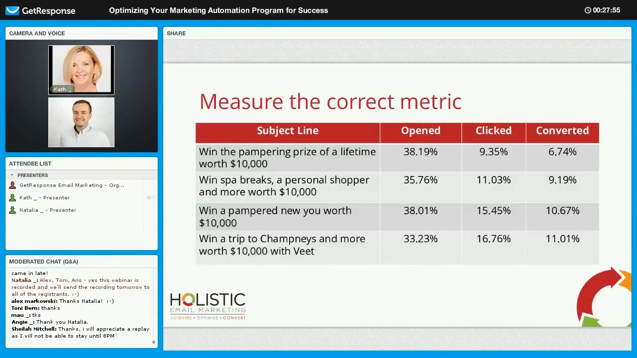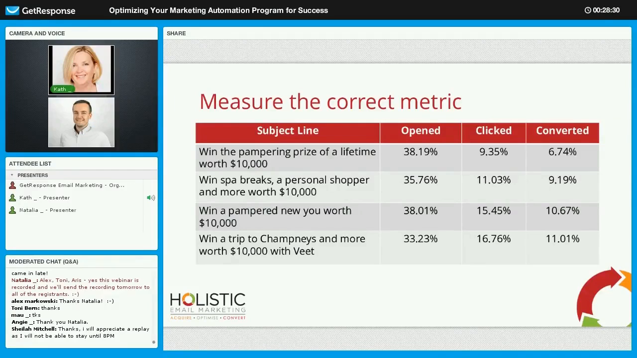This was a test that Beat performed for subject lines, and their end goal, the objective, was to actually get the customer or the recipient to enter a competition. And what we can see is that the open rate of the first email is the highest open rate. Yet if we have a look at the conversion rate, it's actually the lowest conversion rate. The bottom subject line, the fourth one, has the lowest open rate, yet it has the highest conversion rate.